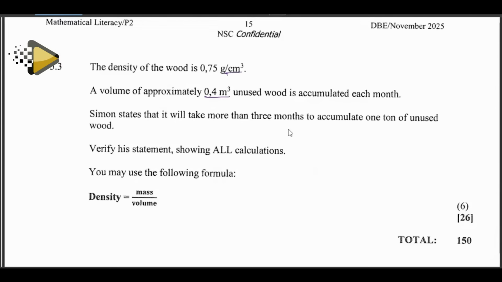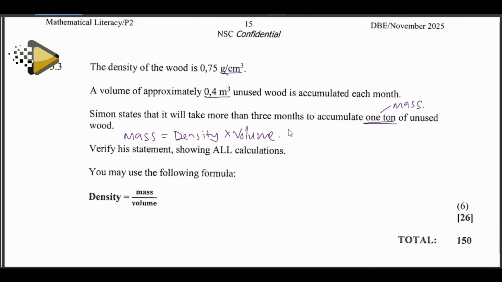Here we are looking at centimeters cubed. What are we looking for? It says Simon stated that it will take more than 3 months to accumulate 1 ton. When you look at 1 ton, we are looking at mass, which is going to be, if you are to look for mass, it will equal density times volume.